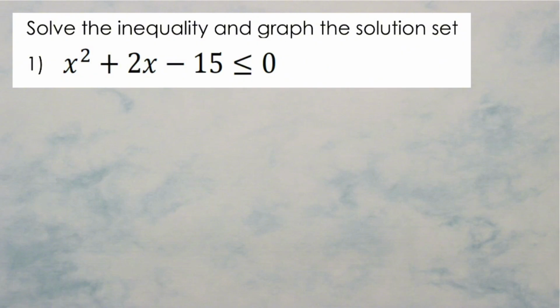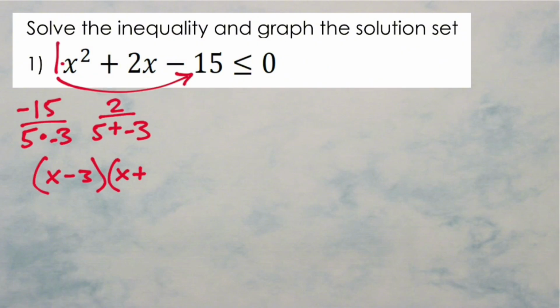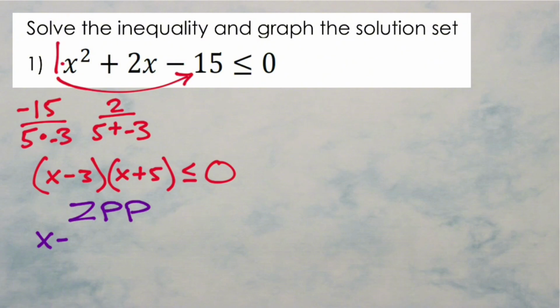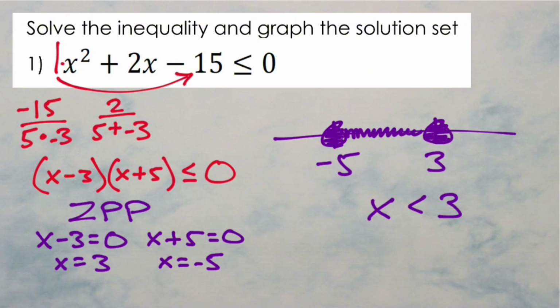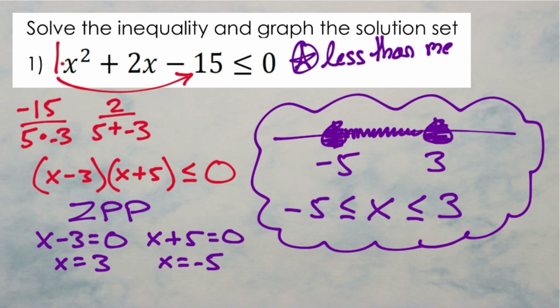x squared plus 2x minus 15. Let's go ahead and factor this. 5 times negative 3 would be your answer for your two numbers to create your binomials. And then using the zero product property, we're going to be getting 3 and negative 5. Let's put it on a number line. Negative 5 is less than 3, so negative 5 would go on the left.